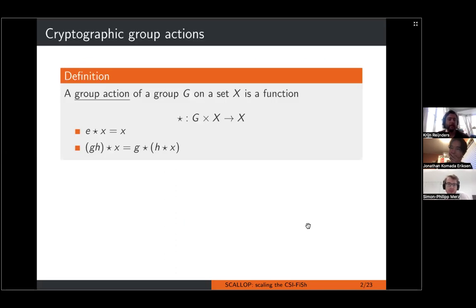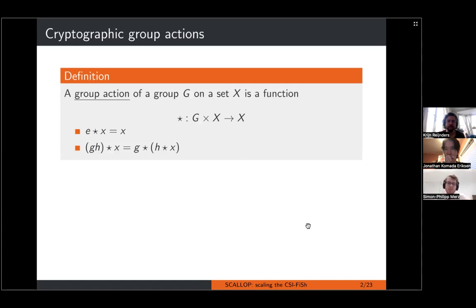So the bigger theme is cryptographic group actions. So what are these group actions? Well, it's a function of a group that acts on a set such that the identity sends elements to themselves, and this group action behaves well under multiplication in the group. So the product acting on a set element is the same as acting consecutively by the two factors of the product.